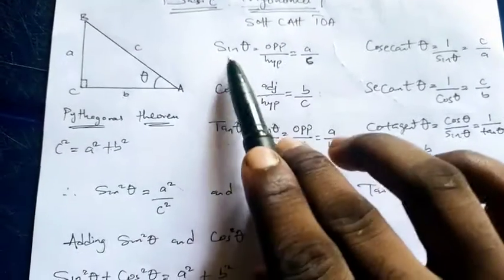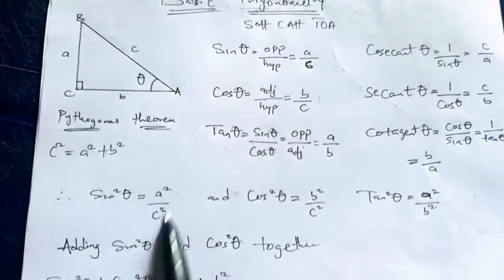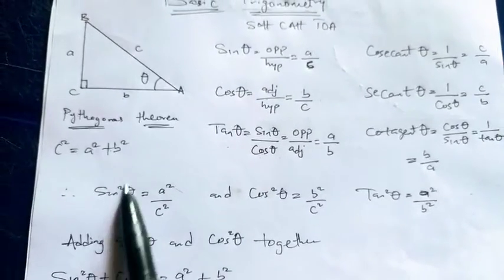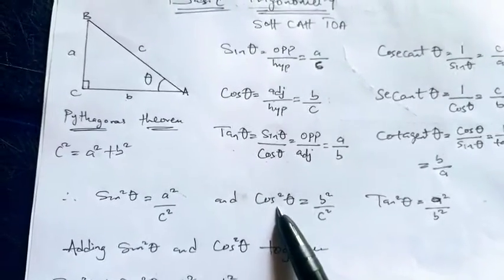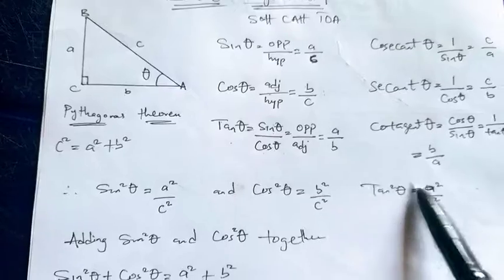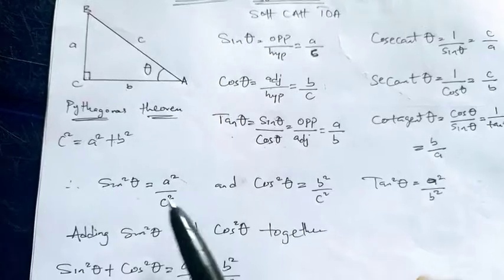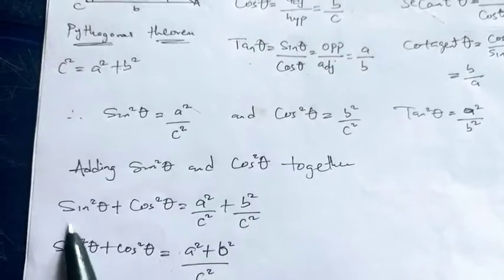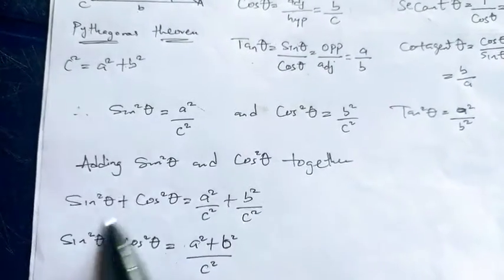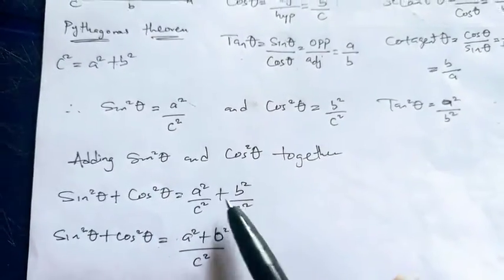So if I square each of these sine, cosine and tangent theta, I will have what we see here: the sine squared theta is equal to a squared over c squared. Same goes with the cosine squared theta, which is equal to b squared over c squared, and the tan squared theta, which is equal to a squared over b squared. And now if I add my sine squared theta and cosine squared theta, I get a squared over c squared plus b squared over c squared. And that is what we see here.